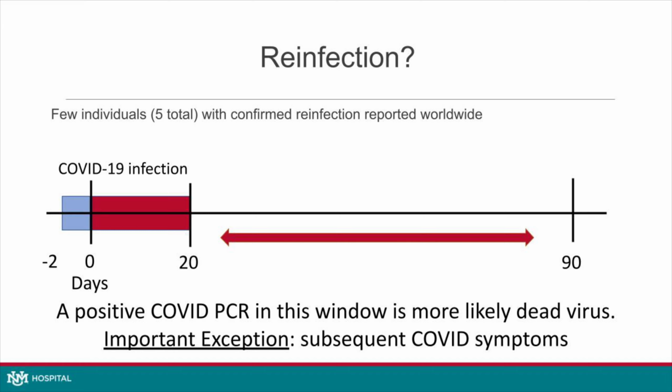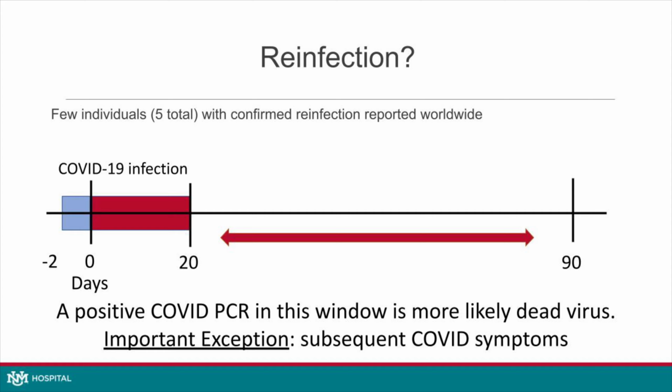All right, the last thing I'm going to talk about is reinfection. I would say that there are few individuals, 5 total, that I've been able to find, but there may be more. The point is, it's not a great number worldwide. And these are individuals with confirmed infections. No doubt there are probably patients that have not met that level of criteria, but at the same time, it appears to be a reasonably infrequent occurrence.